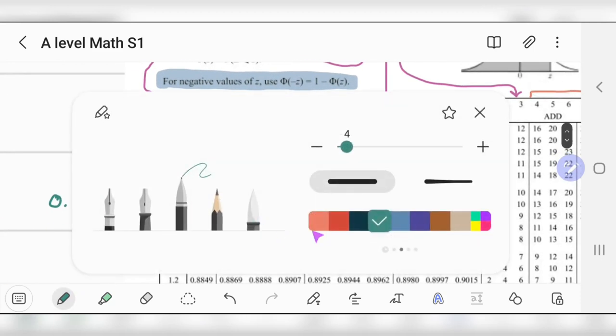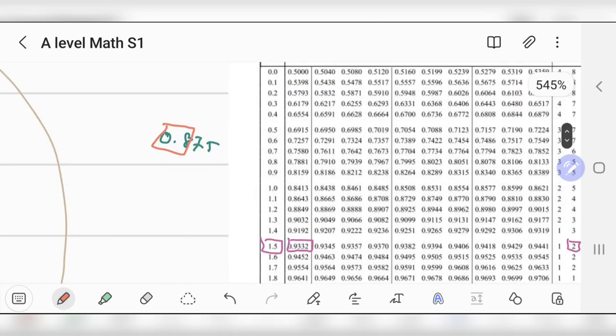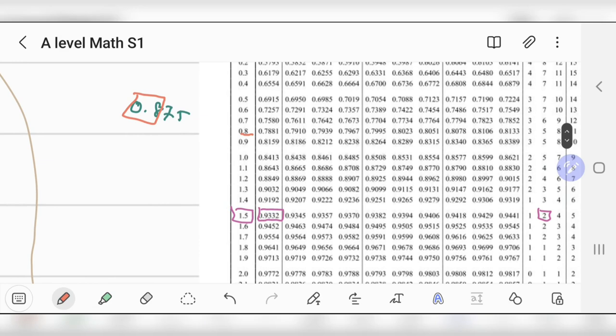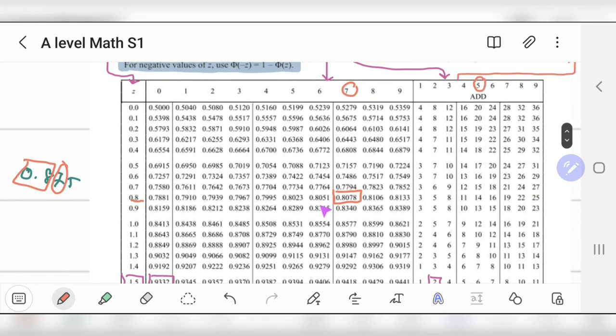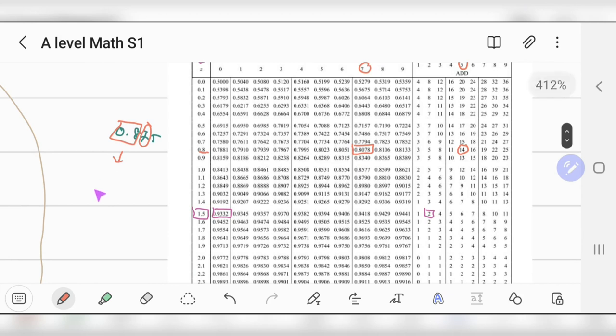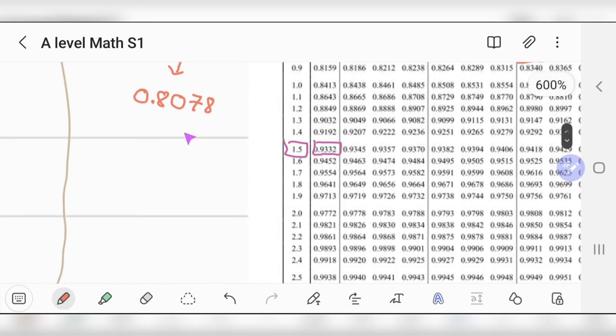First of all, you need 0.8, and this is 0.8. Now we need to find 7. So we'll find it here, yeah, this is 7, and you got this. Now we will find 5, and you got 5 here, so it's going to be this. So you got this value, it's going to be 0.8078, and you got 14, so you're going to add 14 here. It's going to look something like 0.0014. You add it and you will get the answer. Let me use my calculator.